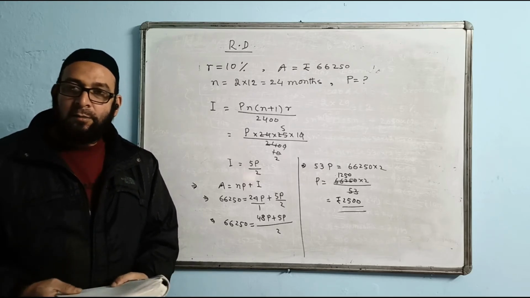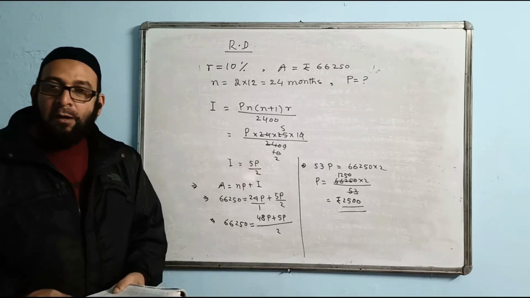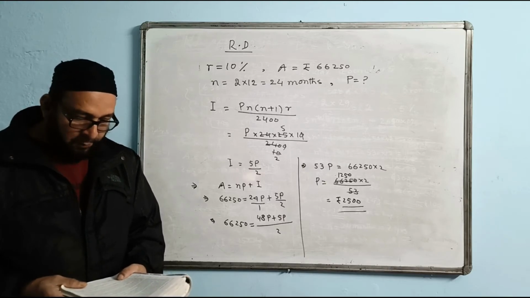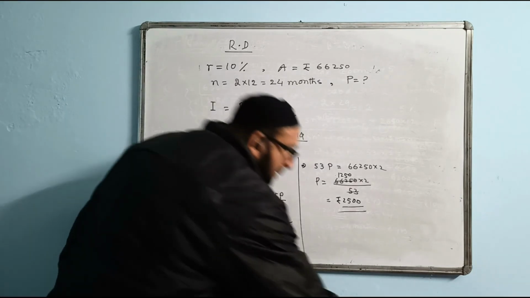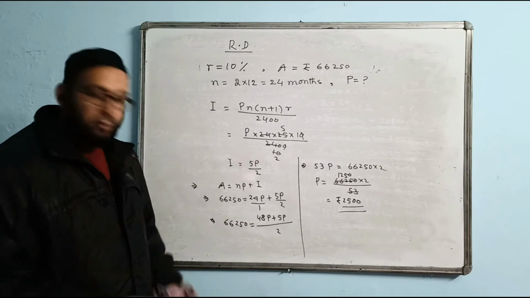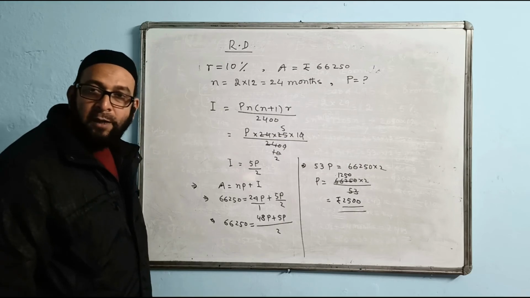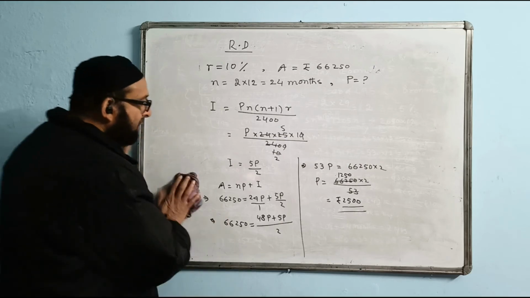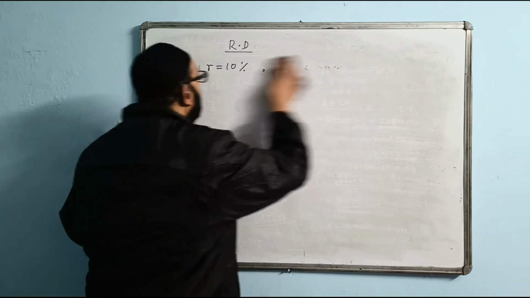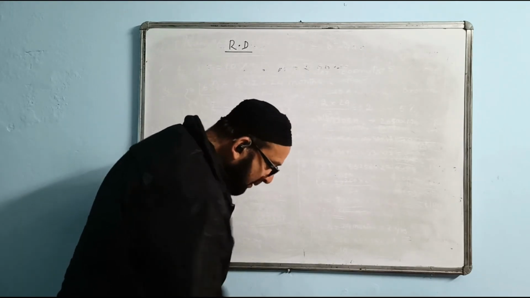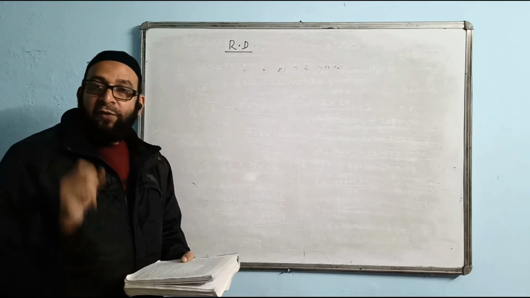Mohan has a, please write down the question. Mohan has a RD account, recurring deposit account, in a bank for 2 years, at 6% per annum.